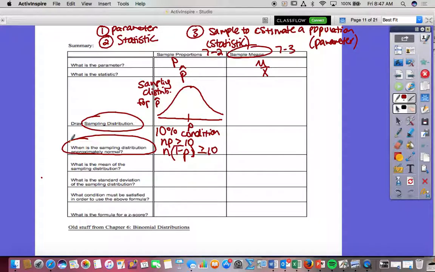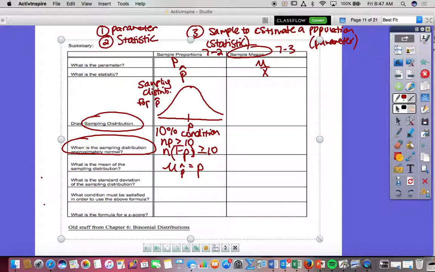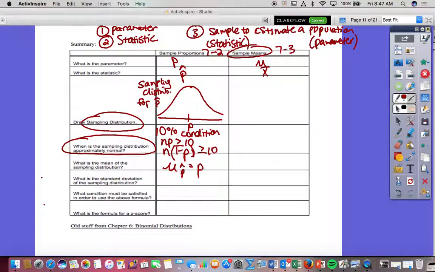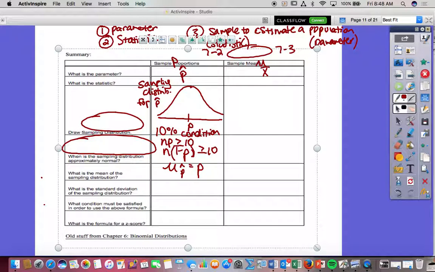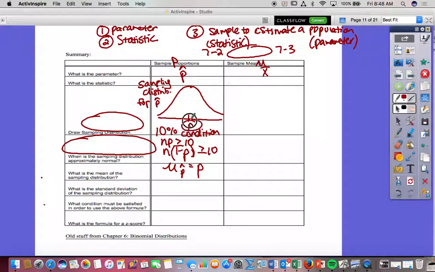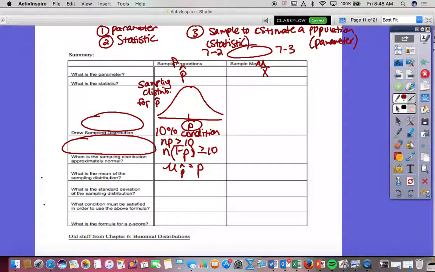What is the mean of the sampling distribution? P. Correct. Yeah. So we would say this. I like this better: the mu of p hat is equal to p. That looks a little weird. Could someone just talk me through what this means? The mean of the statistic is going to equal the parameter, the whole population. Yes, that's exactly right. So the mean of my statistic, my proportion, is equal to my parameter. That's perfect. That's why we put p here, because that is the same thing as the mean of p hat. Okay? All right, let's keep going.